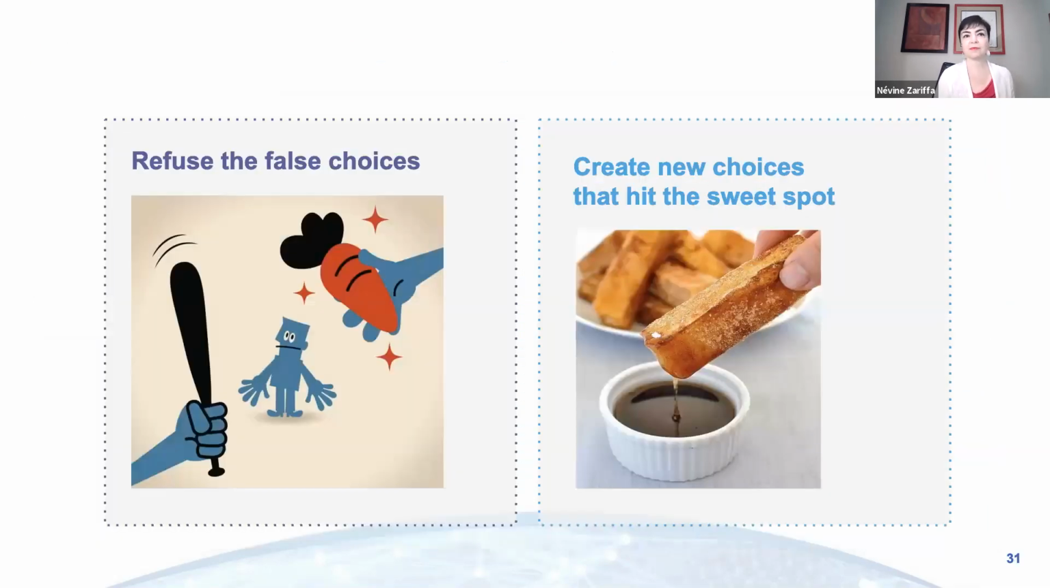So one thing about me, you don't know me, this community doesn't know me, but I refuse false choices. I don't think we're in an area where for incentives, we want carrots or sticks. I think what we want is these beautiful French toast sticks. They're delicious. They're kind of cute. They're cool. You want to have one of those. They hit the sweet spot. That's what we want for data sharing. Next slide.